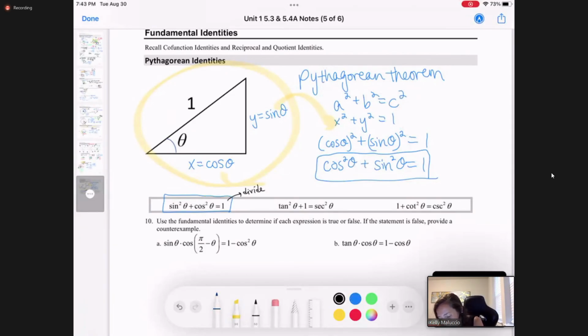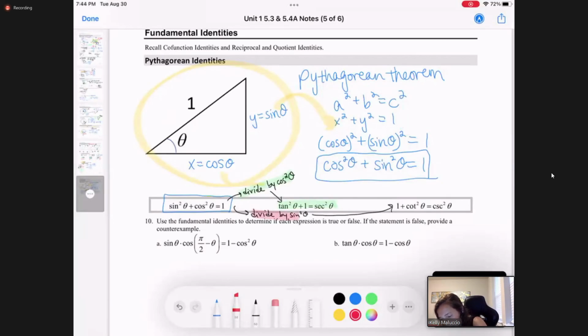Thank you so much. So if we divide, okay, and I have cosine and sine, you can flip them, but if we divide everything here by cosine squared theta, we get this one. We get tangent squared theta plus 1 equals secant squared theta. Then if we divide everything by sine squared theta, then we get 1 plus cotangent squared theta equals cosecant squared theta.